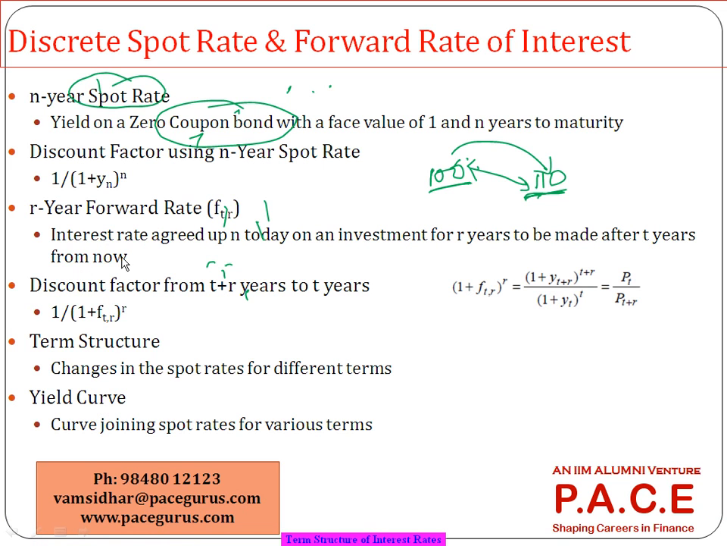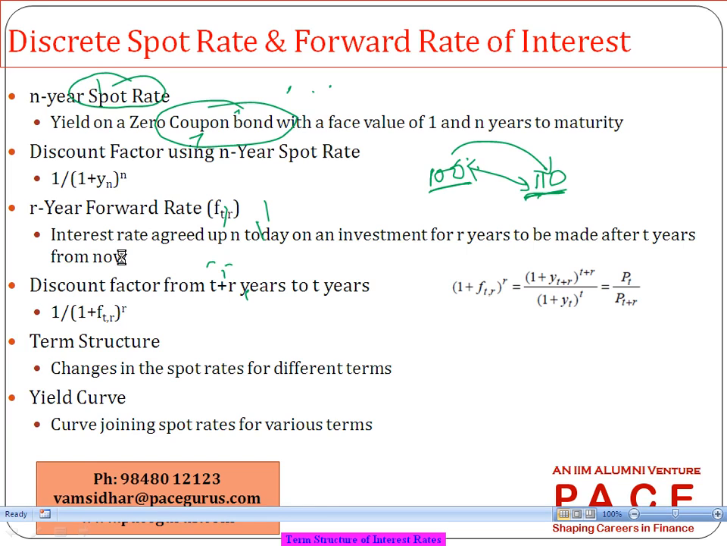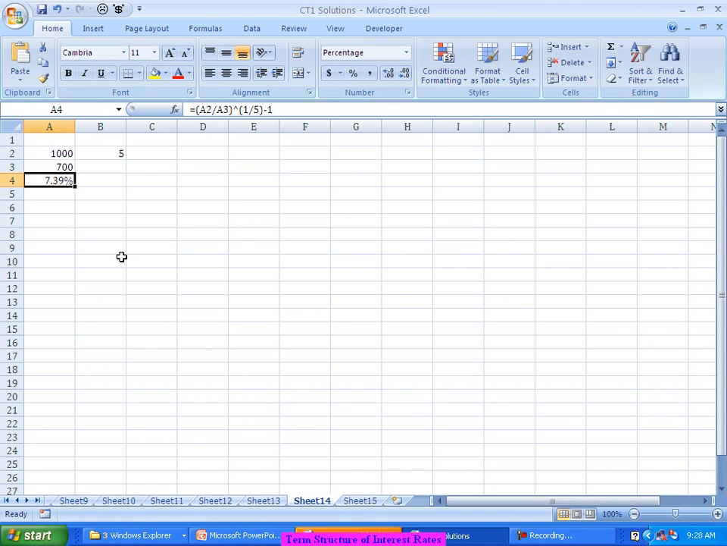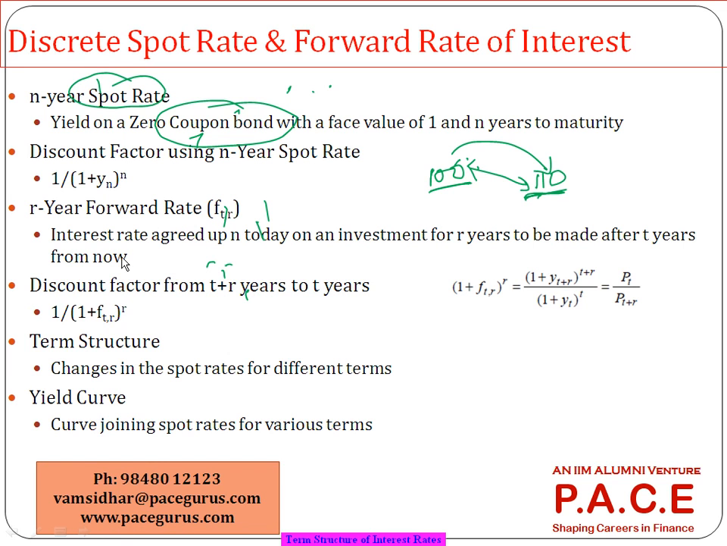Any return that is obtainable on an N-year maturing zero coupon bond with a face value equal to 1. Because if the face value was equal to 1000, then we are talking about paying 700. But if the face value was equal to 1, we are talking about whatever is the rate that is associated. So around 7.39% is the rate on that zero coupon bond.